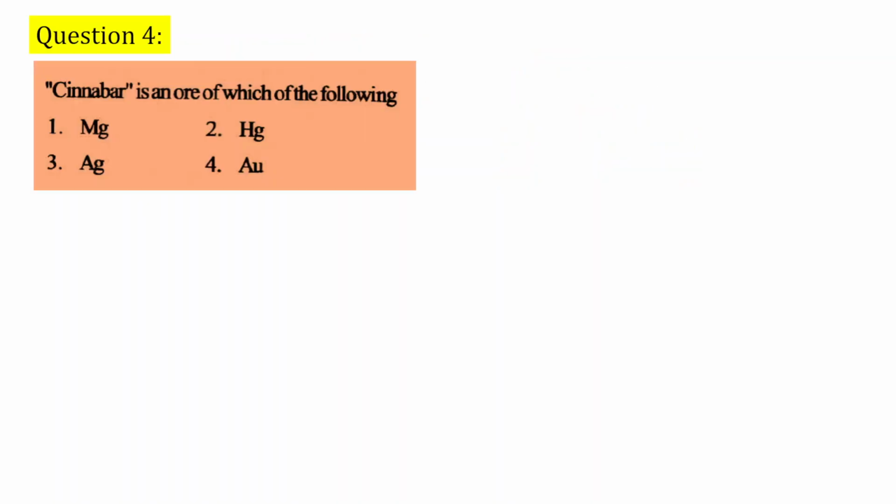Now the next, fourth question: cinnabar is an ore of which of the following? An ore is an important one from where the metal is generally extracted. Cinnabar is HgS. It is a sulfide ore of mercury. So we call this cinnabar. HgS, which means Hg will be the answer.